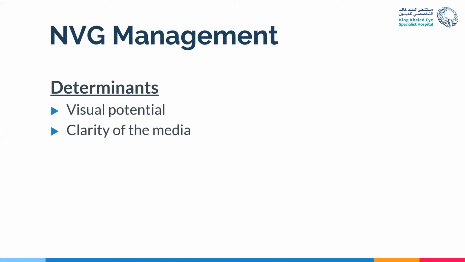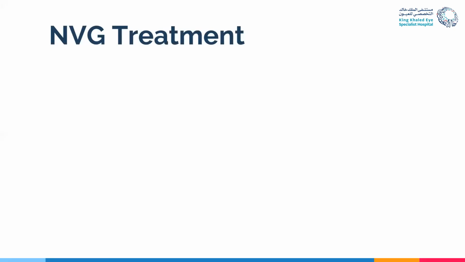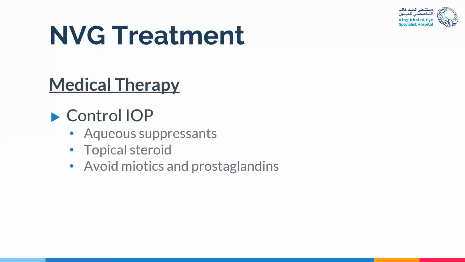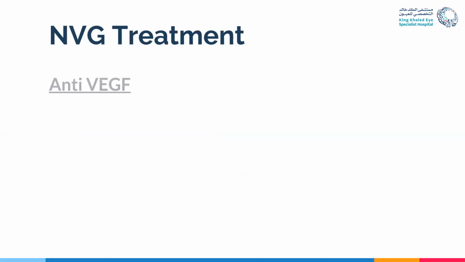Patient is already having this NVG, and so my approach to treat him depends on the visual potential and clarity of the media. So the treatment is medical therapy, but as I mentioned, we're keeping in mind the visual potential and clarity of media. We'll start with medical therapy to control inflammation and pain, by cycloplegics and steroids, and then medical therapy to control the IOP, by intraocular pressure suppressants and topical steroids, and avoid, of course, miotics and prostaglandins.